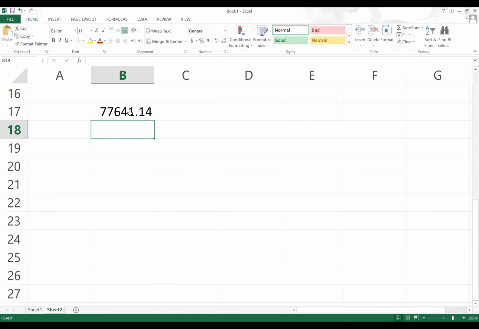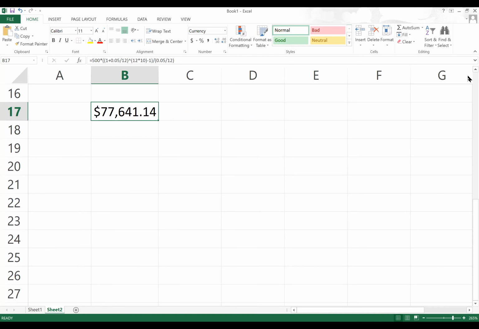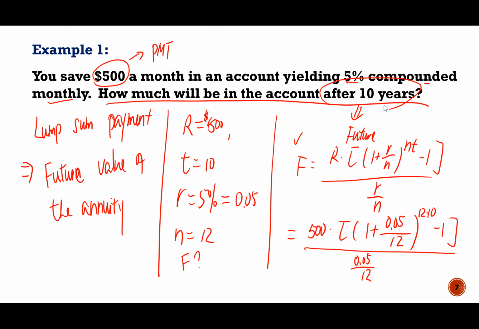Okay, let's see what that is. This turned out to be $77,641.14. That means that's what you have in 10 years, $77,641.14. So that's the future value of the annuity, 77,641 and 14 cents.